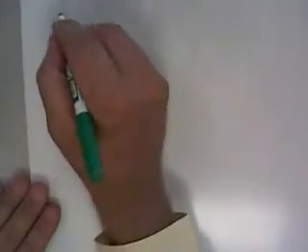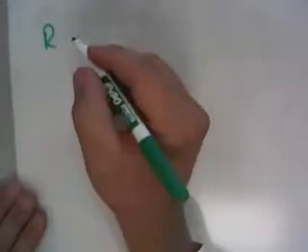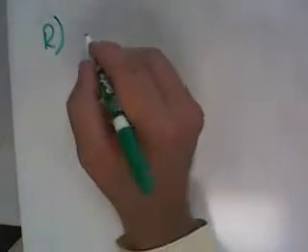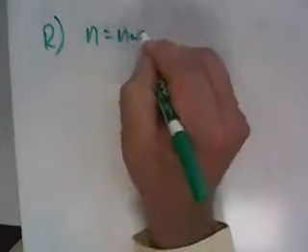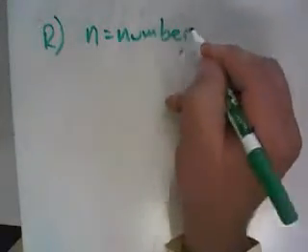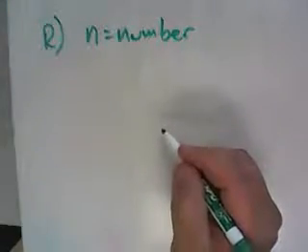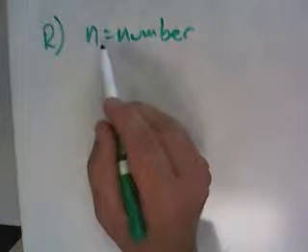The next problem that I would like to do is letter R. Letter R is one of the story problems down at the bottom of the page, and it says that 9 more than 4 times a number is the same as 1 less than twice the number. So I'm going to let n equal the number that we're talking about. You don't have to define a variable like this, but sometimes it's a good idea to give you a frame of reference of what you're looking for.